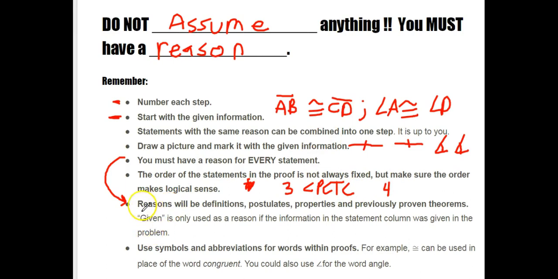The only time you're going to use given for anything is this given statement here, if you're given the information. That's the only time you use given as the reason. You can use symbols and abbreviations for words within the proofs. For example, you can use this for congruent. You can also use this for angle. Use the symbology that we've been talking about all year just to make your life a little bit easier. Let's take a look at a couple of examples.